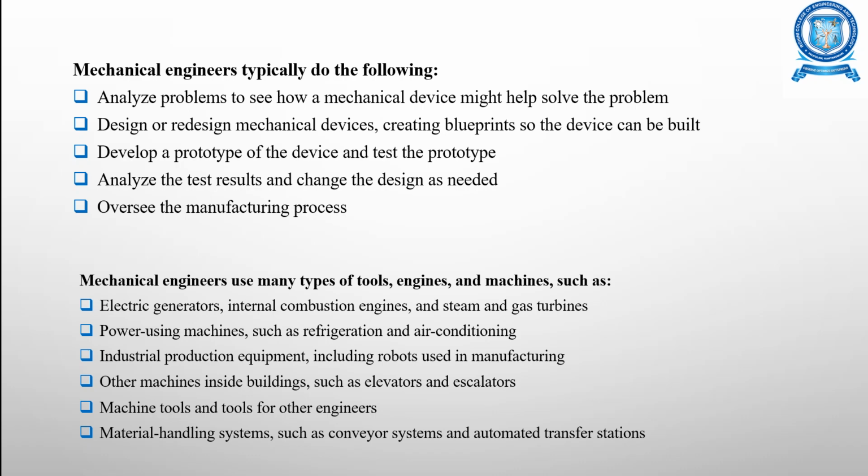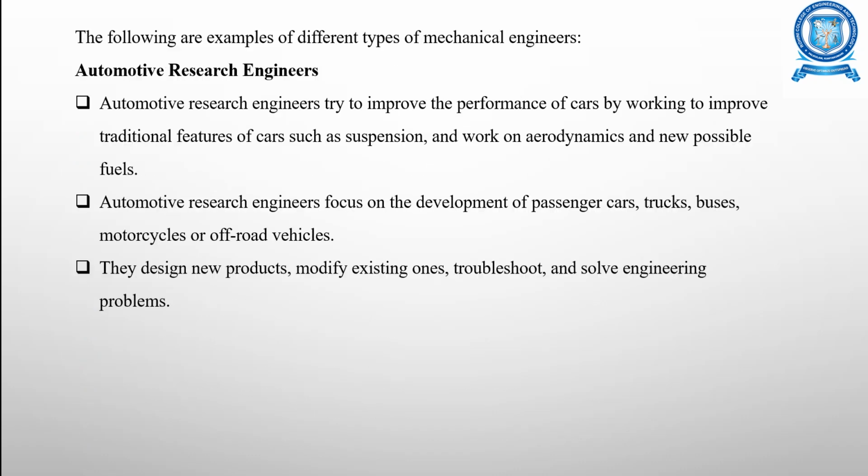So the mechanical engineers normally use many types of tools, engines and machines. They are listed out here, and you can see the electrical generators, IC engines and steam and gas turbines. And they use power using machines like refrigeration and air conditioning, and industrial production equipment, which involves robots that are used in manufacturing in industries. And they use other machines inside buildings such as elevators and escalators, machine tools and tools for other engineers. And they also use material handling systems like conveyors and automated transfer stations.